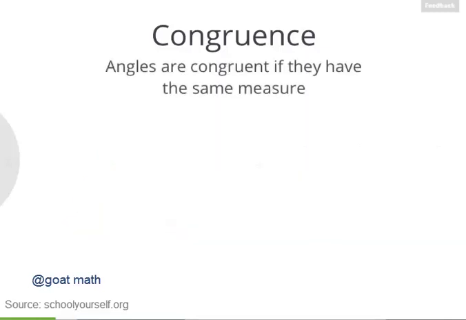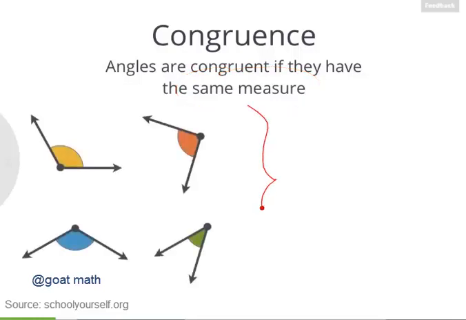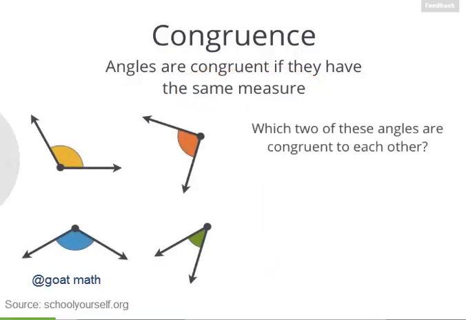Similarly, angles are congruent to other angles if they have the same measure. So take a look at these four angles here. Which two of these are congruent? And if you'd like to review how to measure angles instead, click down here to learn all about degrees.